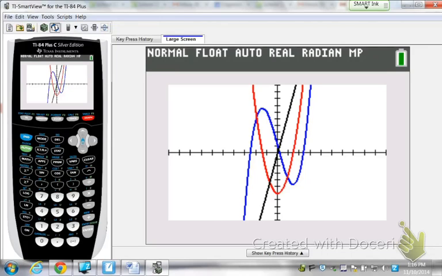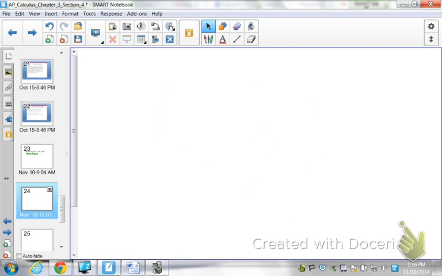Let's go to our problems and see if that all makes sense now when we look at the problems on the sheet. All right, our first question, find the displacement during the first 4 seconds. Can someone show us how to get the displacement?